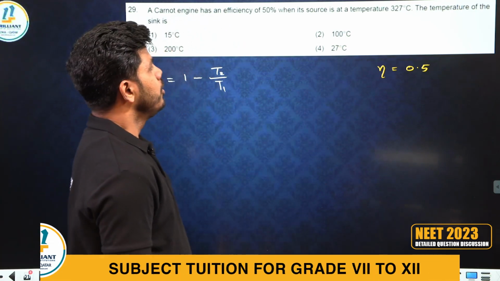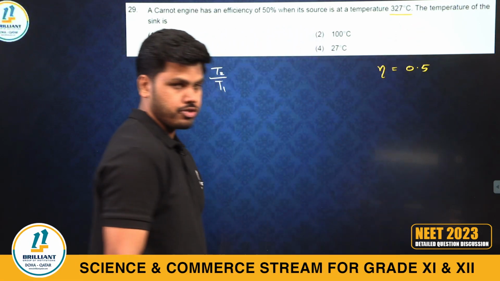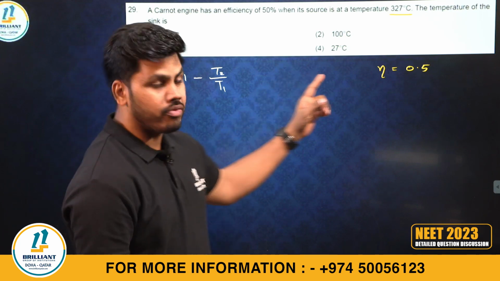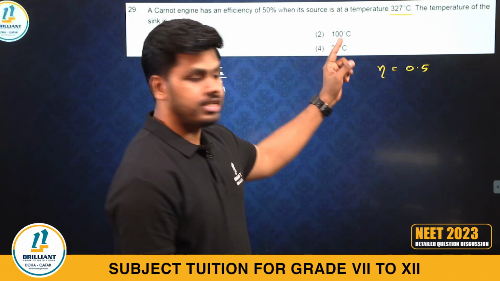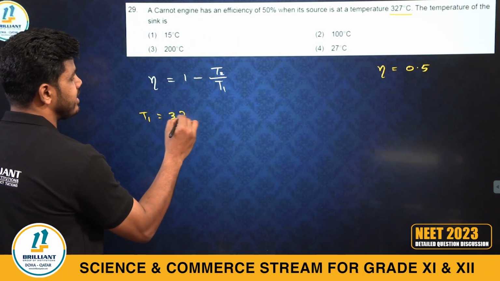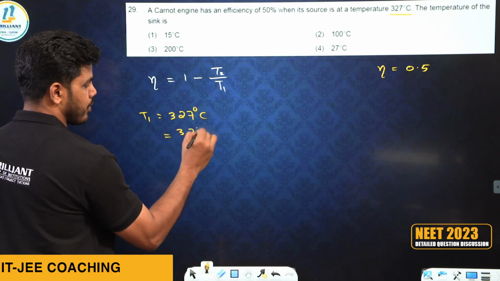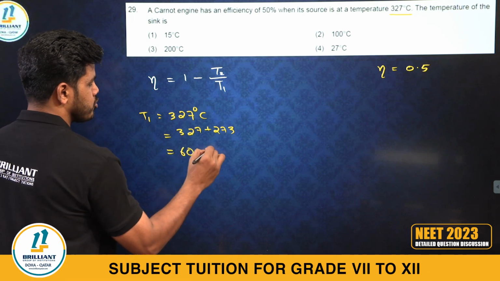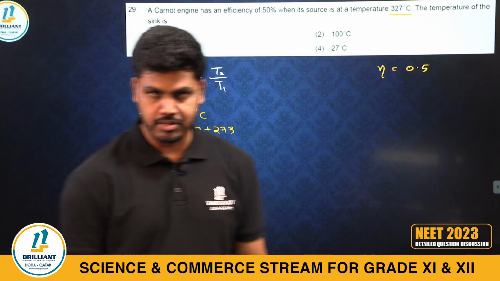Yes, here also we have to take the temperature in Kelvin, absolute temperature. So 327 degrees Celsius is given. That is the temperature of the source. T1 is given, right? So your T1 value is 327 degrees Celsius, which is going to be 327 plus 273, that is 600 Kelvin. So T1 is ready for substitution. We have to find T2. Easy. Now direct substitution only.